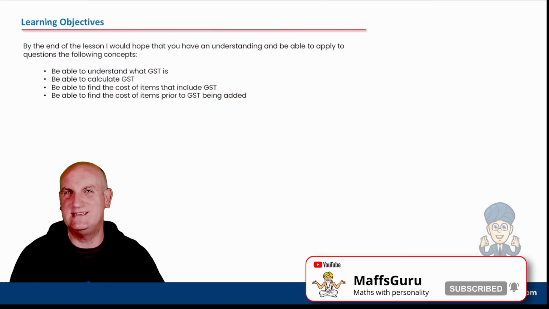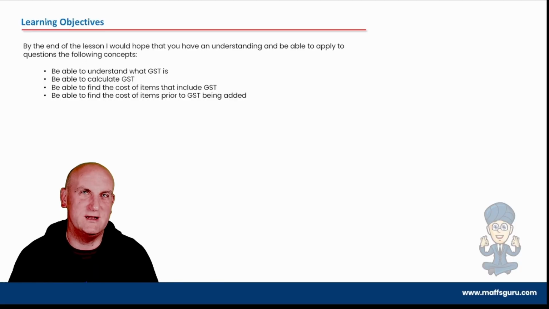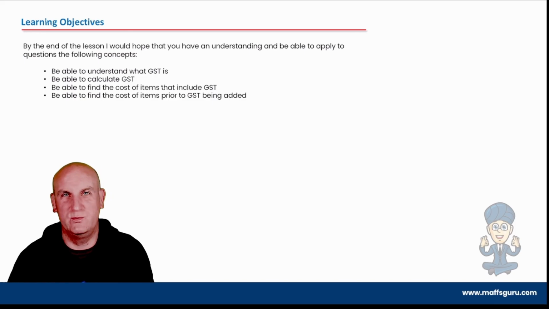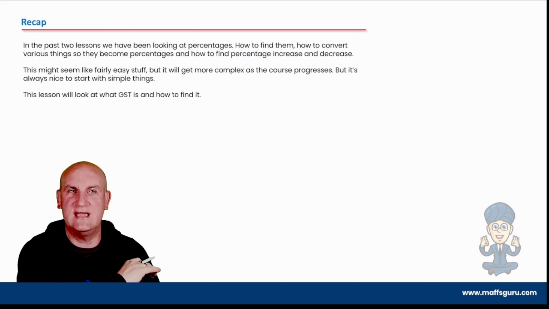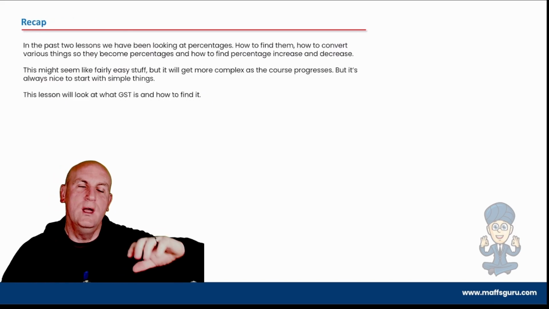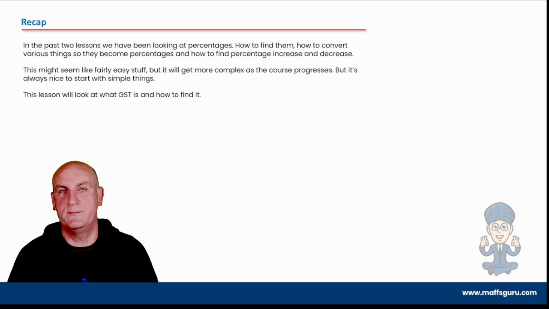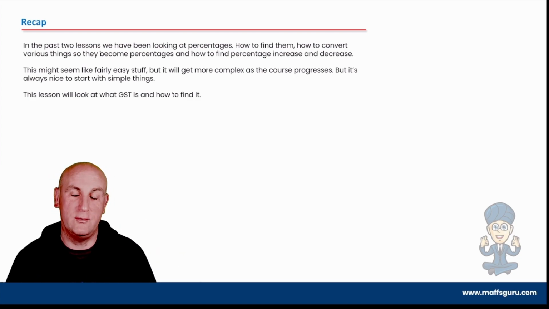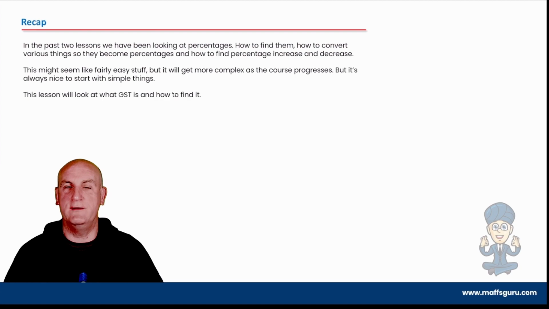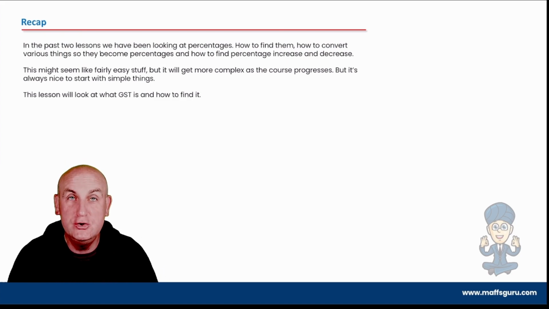Here are my learning objectives. If you need to, have a look over it. But pretty much we want to know what GST is, be able to calculate it, and do fun things with GST and without GST. Now, in the past two lessons, we've looked at a load of stuff on percentages, and that's really important throughout this course, right? Why? Because percentages are everywhere. Later on, when we get to recursion and finance, we're going to be using percentage multipliers left, right, and center. So being able to work with percentages and convert them into decimals is hugely important.